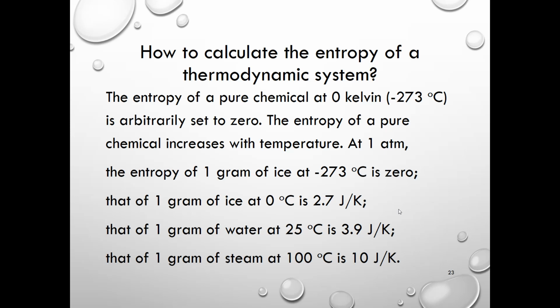1 gram of ice at 0 degrees Celsius is 2.7 joule per Kelvin. How about water? At room temperature, its entropy is 3.9 joule per Kelvin. If you have 1 gram of hot steam at 100 degrees Celsius, the entropy is 10 joule per Kelvin. As temperature increases, the entropy increases.